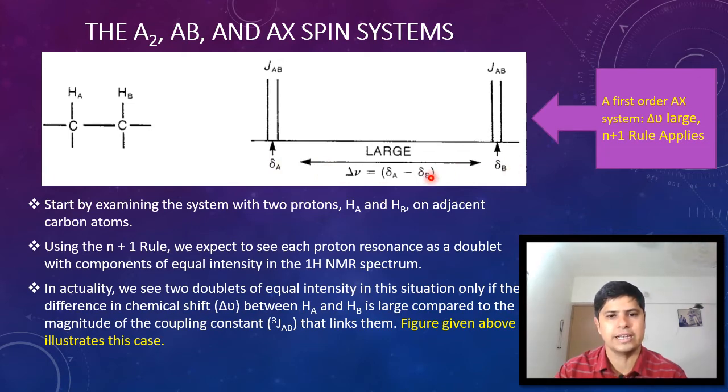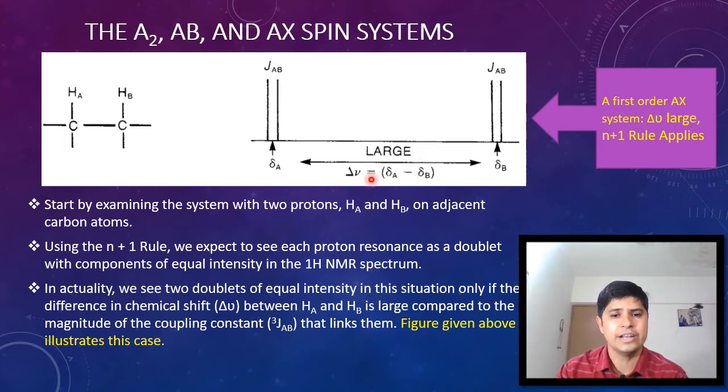The difference between these two delta values, delta A and delta B, is called delta nu. So delta nu is delta A minus delta B. And this is the coupling constant JAB. The difference between the two lines of this doublet is called the coupling constant, and it will be similar for this doublet as well. The difference between either these two lines or those two lines is called the coupling constant. So this delta nu by J is larger.